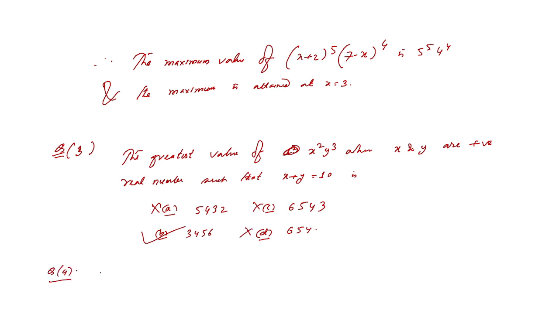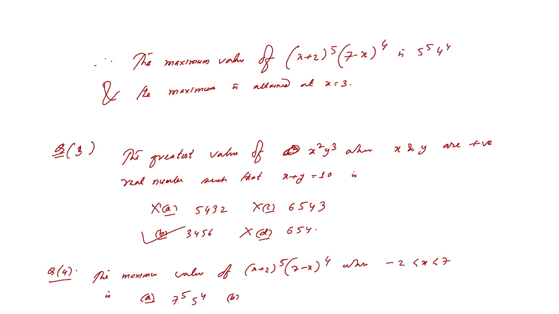Similarly, maybe you have been asked this kind of MCQ: the maximum value of (x+2)^5 into (7-x)^4 when minus 2 is less than x less than 7 is option A: 7^5 and 5^4, option B: 5^5 4^4, option C: 5^4 4^5, and option D: 5^4 and 4^7.